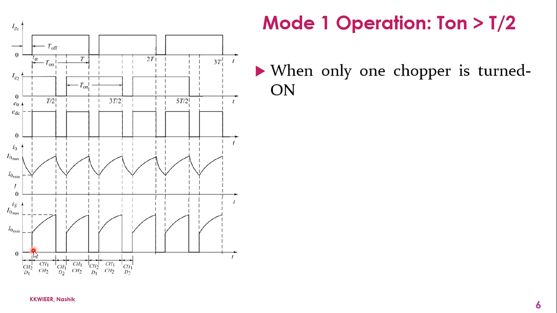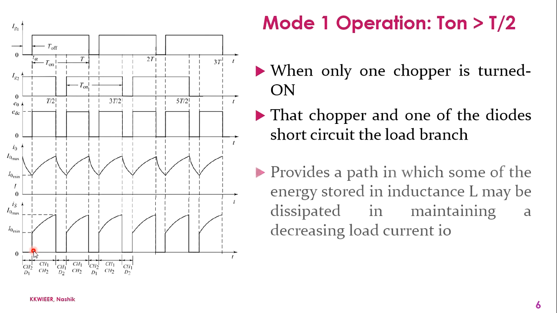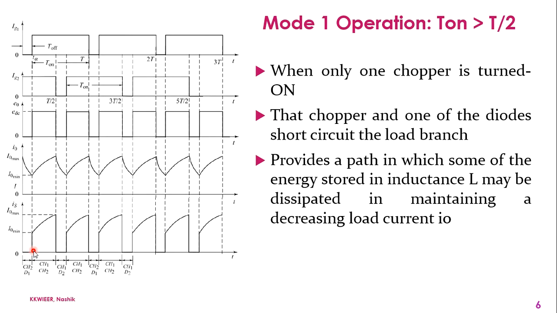Now when only one chopper is turned on, the chopper and one of the diodes short circuit the load branch. This provides the path in which some of the energy stored in the inductance L may be dissipated in maintaining the decreasing load current I0.